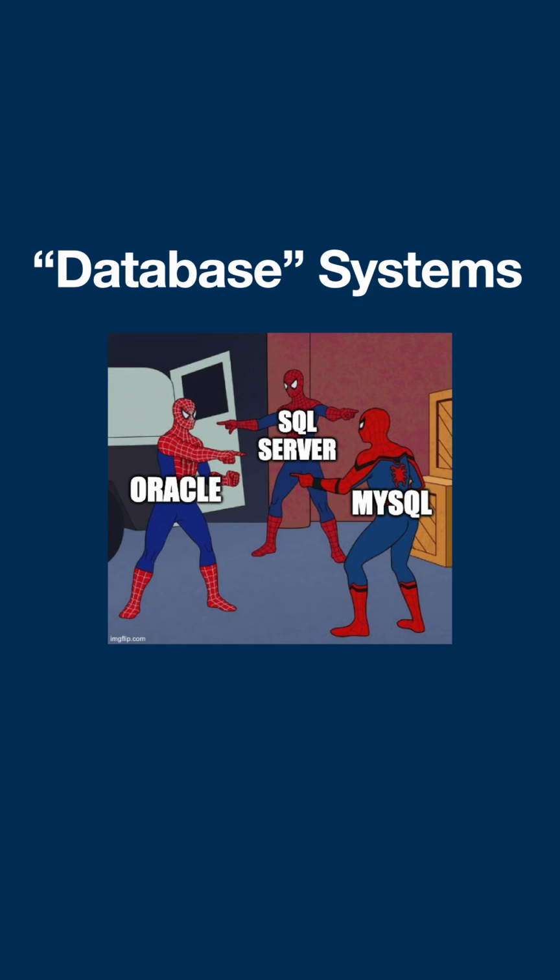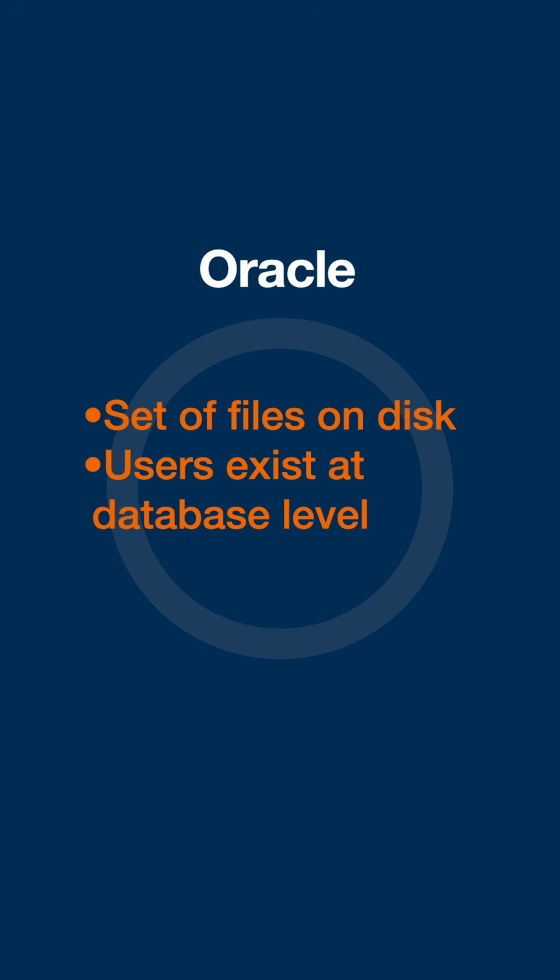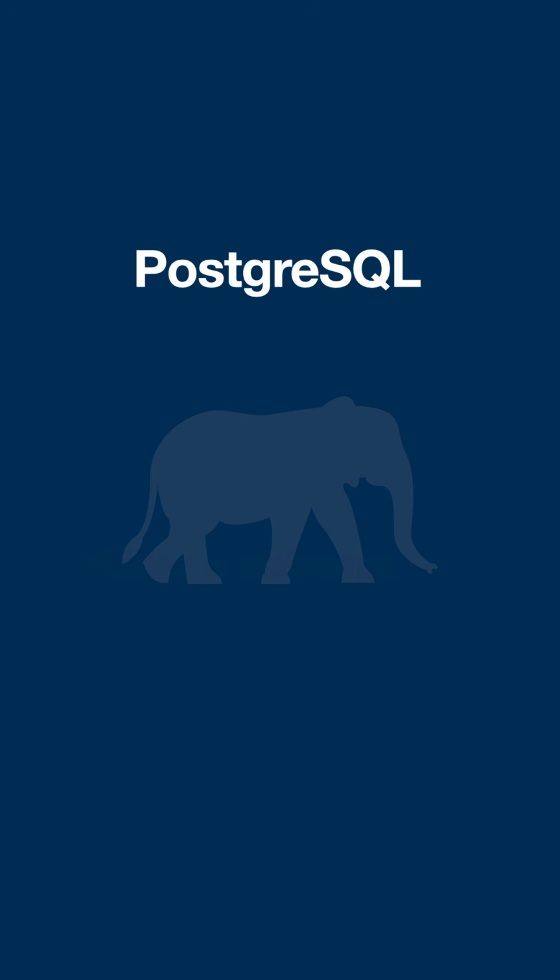When major database providers like Oracle, SQL Server, or MySQL use the term database, they don't completely mean the same thing. When speaking of Oracle, you have a very simple structure. It's mostly a set of files on disk, and that means all files: data files, control files, redo logs, and metadata. Users exist at the database level, and schemas are tied directly to users. So if you have a Landon user, then you have a Landon schema.